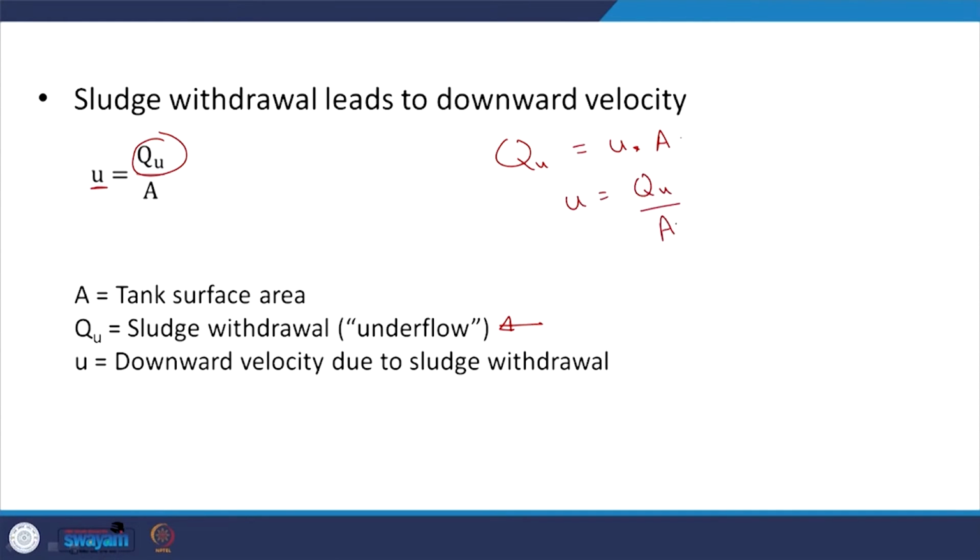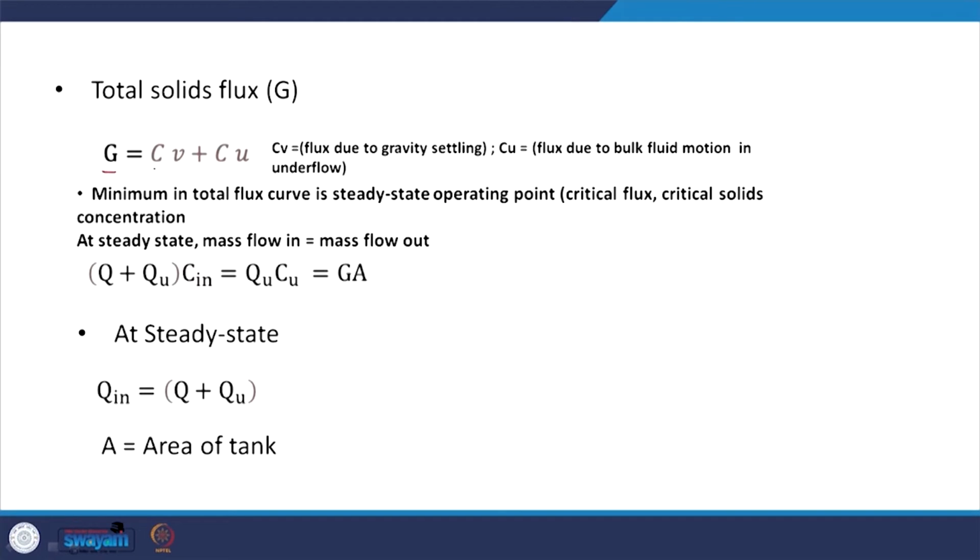Why am I looking at this? Because as you know, in the total flux I have two aspects. One is concentration into the velocity of that particular gravity flux interface, and the other one is concentration into the downward velocity due to the sludge withdrawal. So, this one too I need, right. So, now how do I get that? I get it from the relevant tank surface area and sludge withdrawal. So, that is this second term here when we are calculating the total flux, right. So, total flux G is equal to C into V, flux due to gravity settling, and C into U is flux due to the bulk fluid motion due to the underflow which I am withdrawing, right.